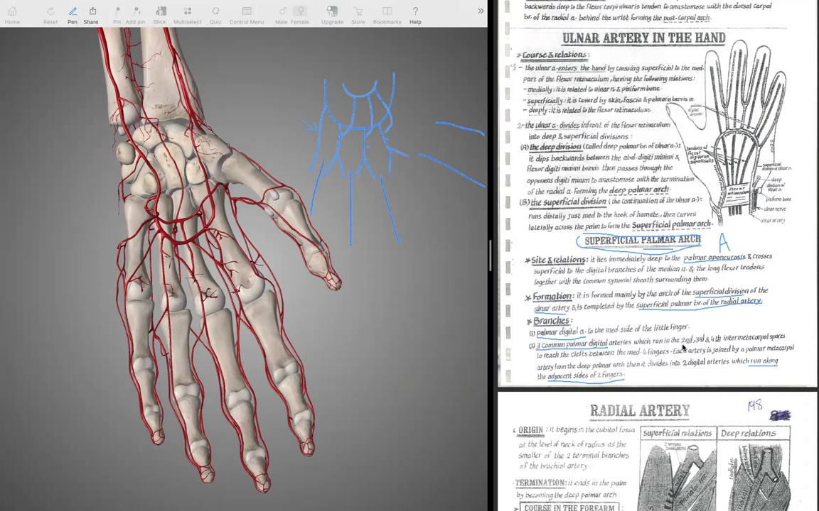Now, where do they run? In the second, third, fourth intermetacarpal spaces. Okay? Now, each artery of those common palmar digital is joined by a palmar metacarpal artery coming from the palmar arch. This is the palmar metacarpal arteries coming from the deep, which we will study in a bit. And this one is our superficial.